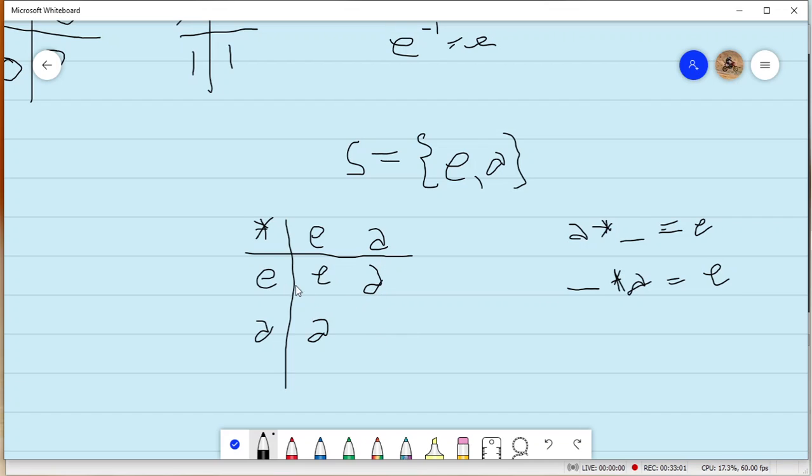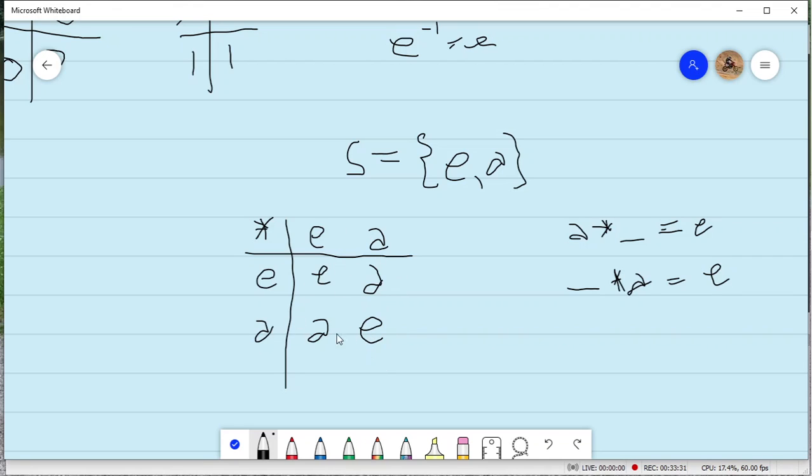Therefore, E should be present in each row and E should be present in each column. But again, there is just one spot left, so that would be the spot for E. Okay, so in this case, the inverse for A is itself. The inverse of E is E, and the inverse of A is itself.